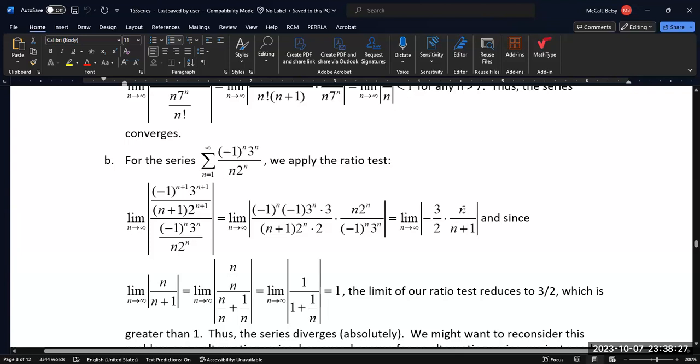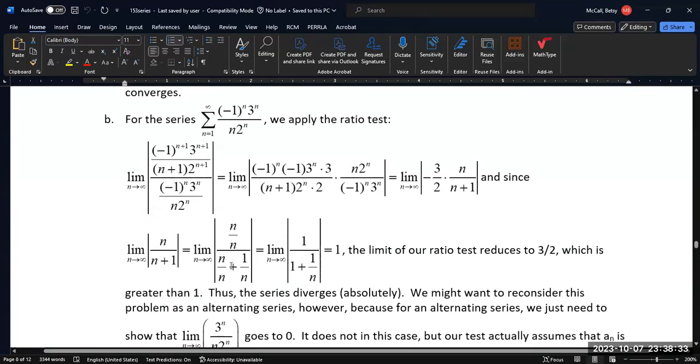Now, the limit of n over n plus 1 is going to be 1. And you can do this very carefully by taking it separately and dividing the top and the bottom by n. So multiplying by 1 over n by 1 over n. And you get this, and you can see again clearly if you put infinity here, this becomes 0, you get 1 over 1. And therefore, again, the absolute value is going to reduce to 3/2 times 1. But that's greater than 1, and therefore this is going to diverge. So this 3 to the n is going to dominate n times 2 to the n.